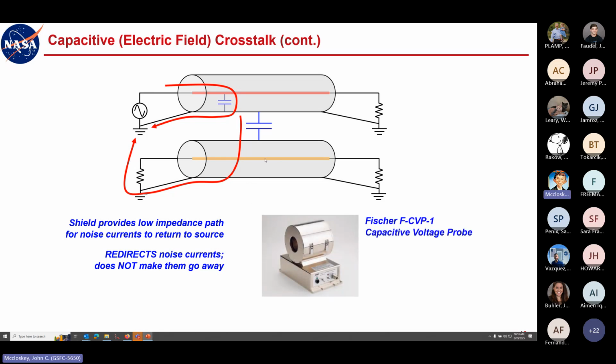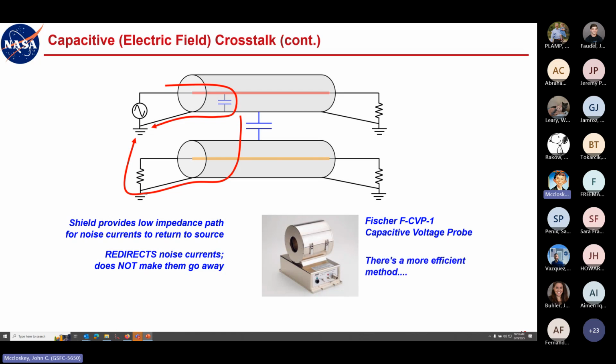So if you're concerned about noise potential on a culprit, we do have a way of measuring it. It's with this Fisher capacitive voltage probe. You put the cable through this, and it's a clamp-on device. You see the clamps right here. So you can measure the common mode potential on a culprit cable, and we've used this from time to time.